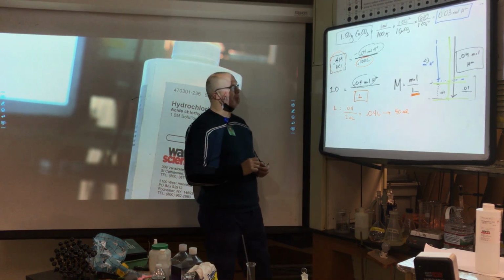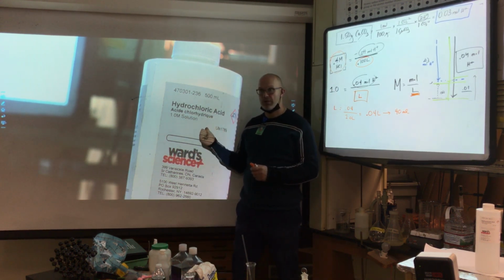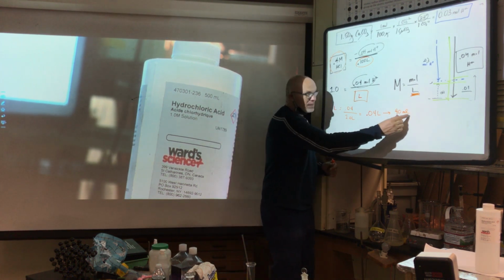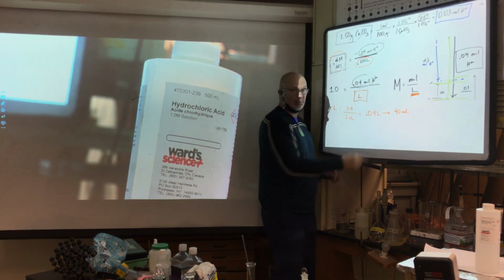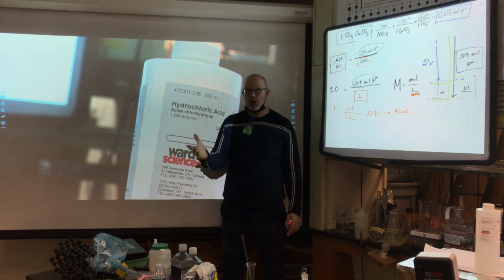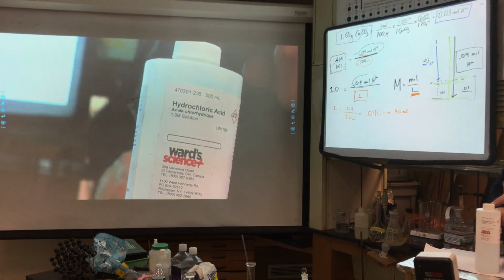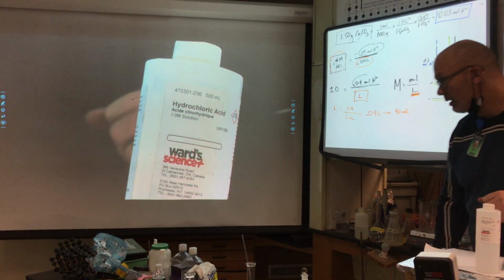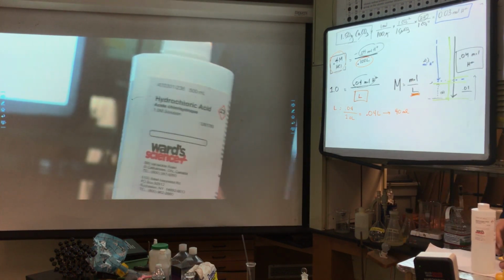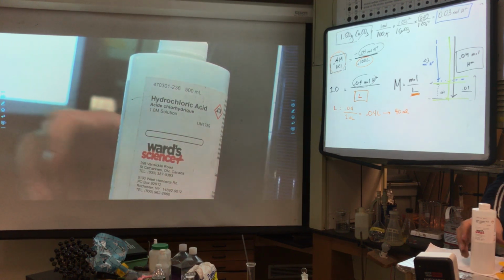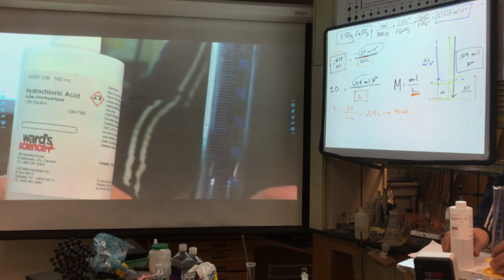So to get the same amount of moles from this, obviously it's more concentrated. I need a lot less. That makes sense? So here's what I do. I take the stock solution. I take a measurement device, a very, very precise device. A precise device means that it's going to have a lot of graduations on it.